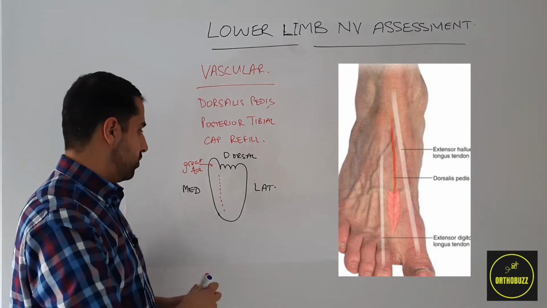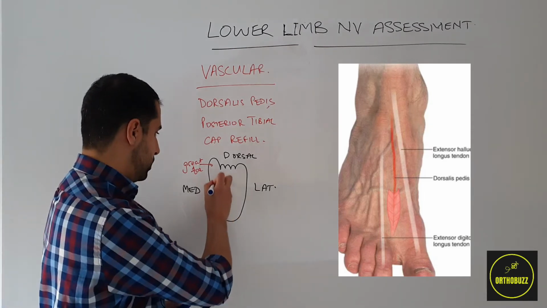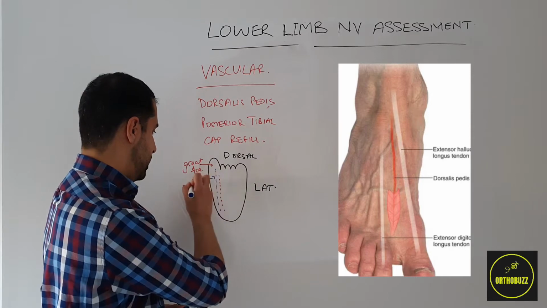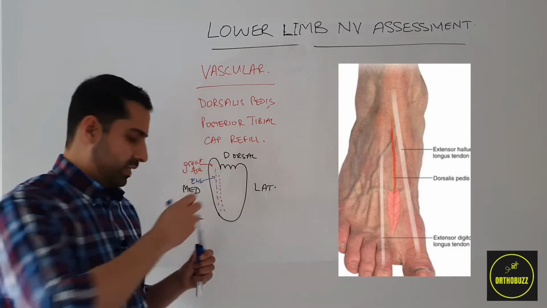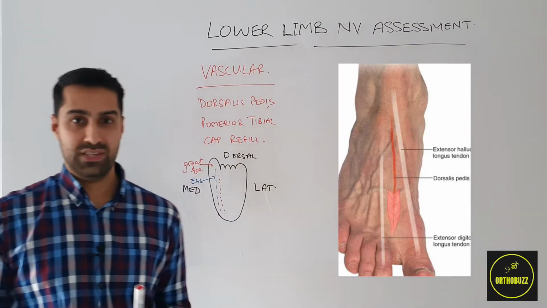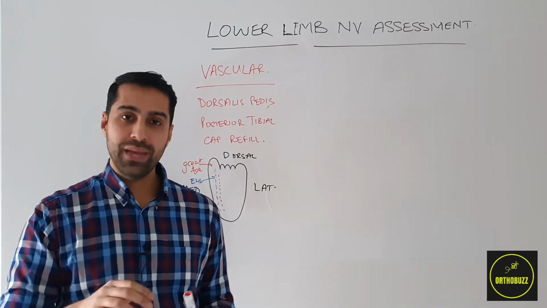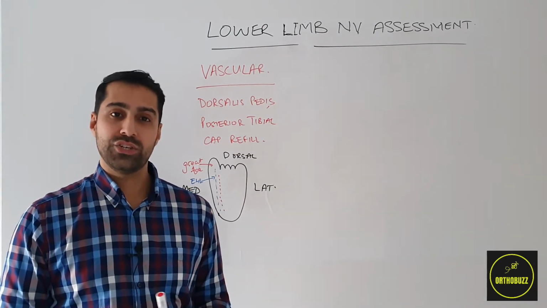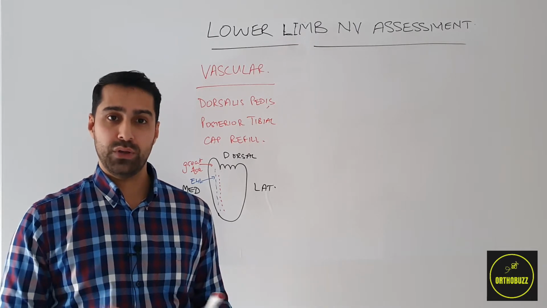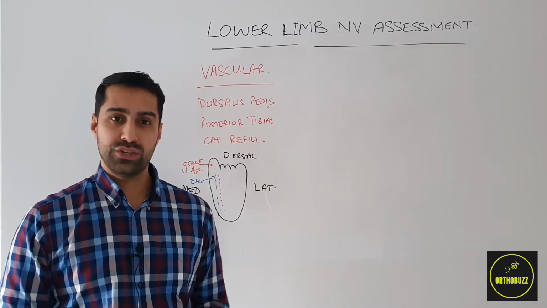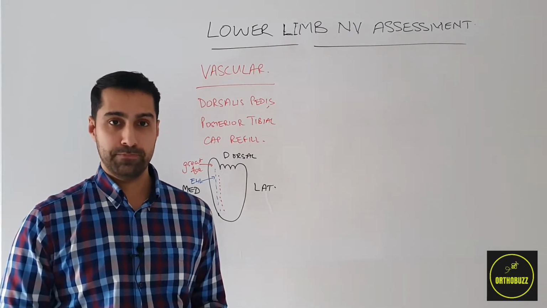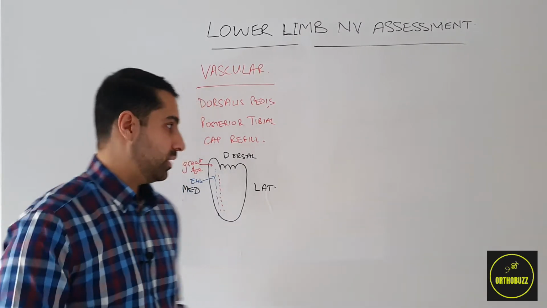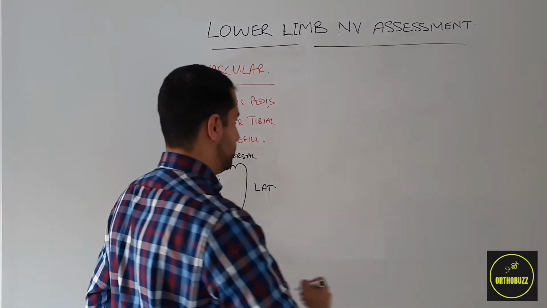It also runs just lateral to the extensor hallucis longus tendon. So palpating over here, we get an indication of whether we can feel the dorsalis pedis pulse. This is a continuation of the anterior tibial artery. Let's take a look now at the posterior tibial pulse.